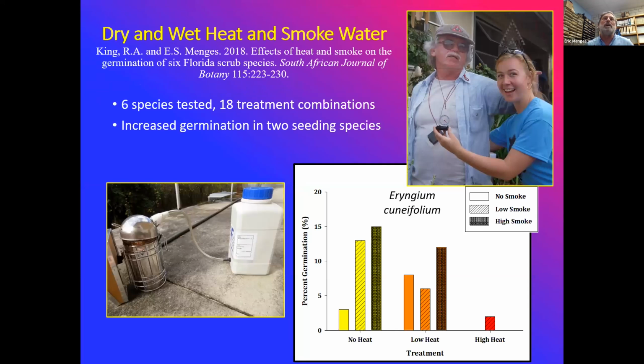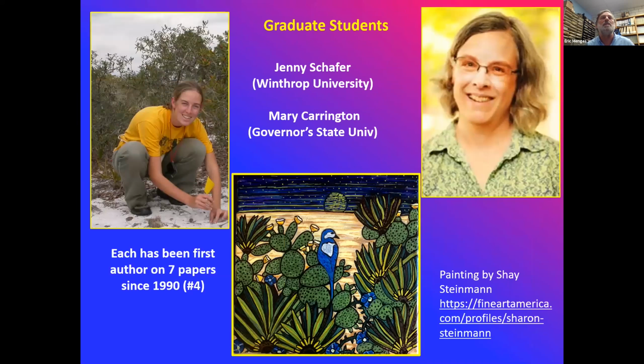And Rachel King had a great project experimenting with 6 species with different levels of smoke and heat. The graph here shows Eryngium cuneifolium with some smoke-stimulated germination in the absence of heat.